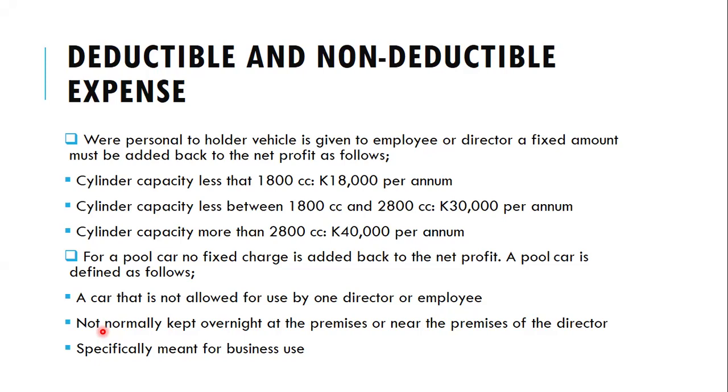Now, there are also times where the company has a pool car. What is a pool car? A pool car is basically a car which is used by different individuals. It's not allocated to a particular person, as in 'this is your car, you should be using it.' It's just a car which is for everybody in the company.